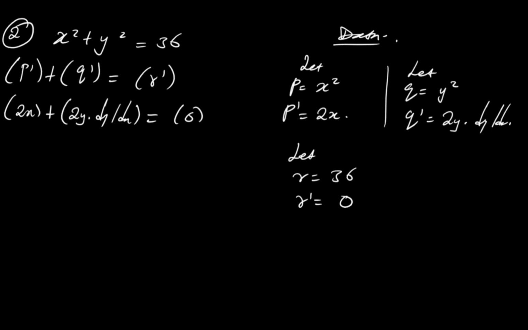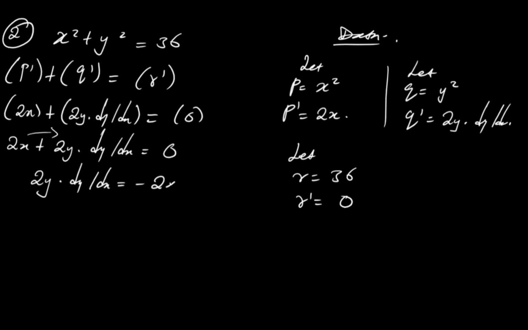Now, folding it out, you have 2x plus 2y times dy over dx being equal to what? 0. You solve for dy over dx, which means you make it a separate formula, making it the only thing on one side of the equation. So the 2x can go to the other side, and you have 2y times dy over dx being equal to negative 2x.